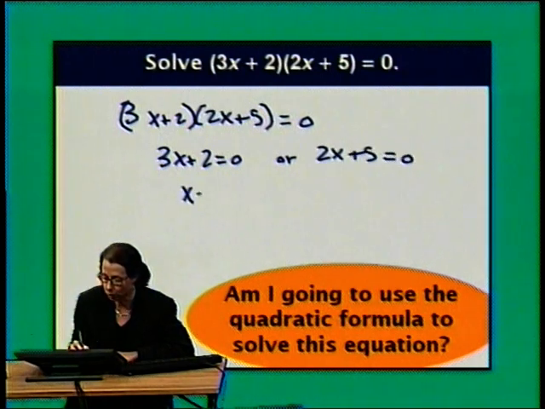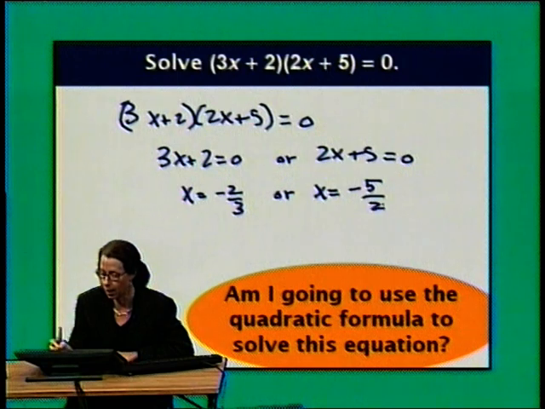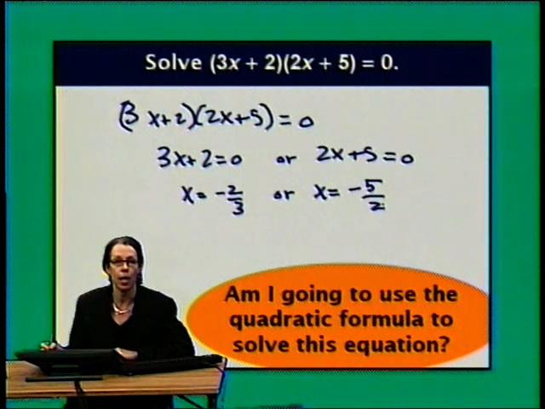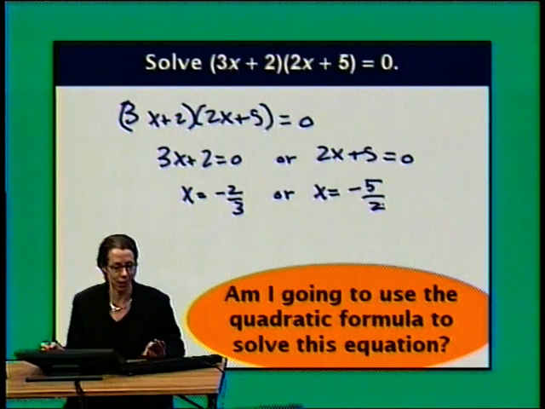So I have x equals -2/3, or x equals -5/2. Now I skipped a step solving those linear equations, and it might help to go back and work through all the steps just to see where I got those values for x.